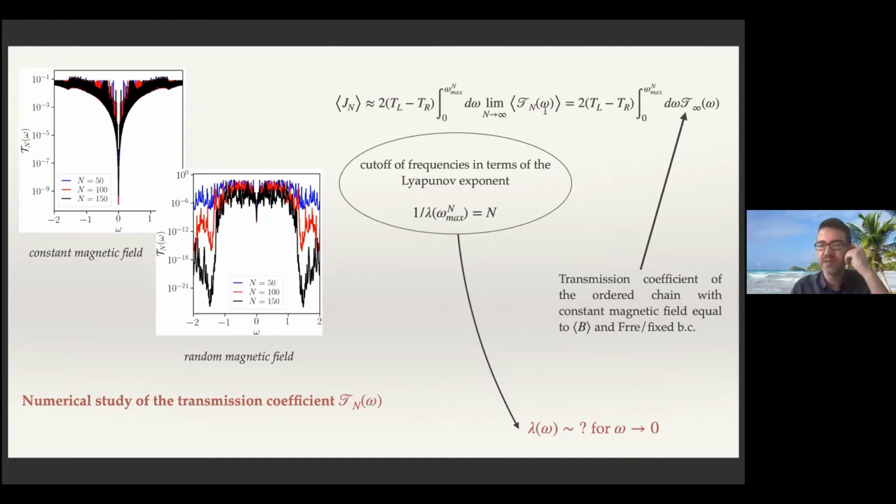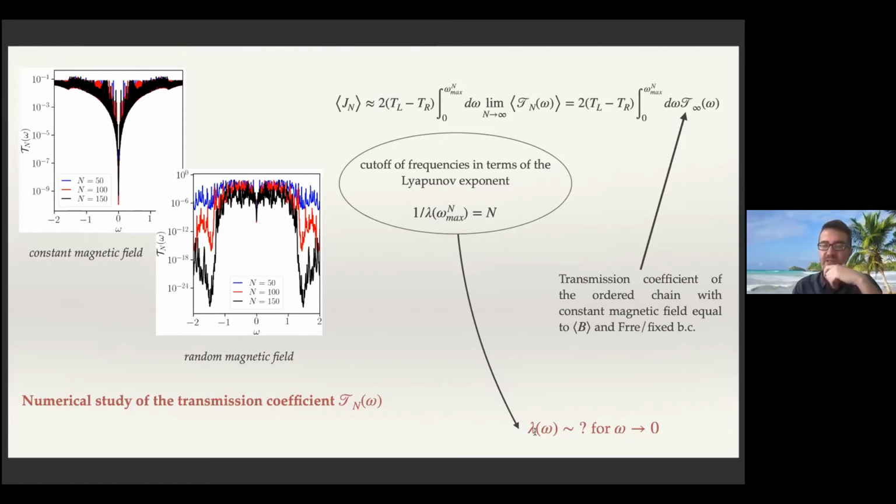So here we make the same assumption based on this graph. We say that the transmission coefficient can be approximated in the large n limit by the transmission coefficient of the ordered chain, where the magnetic field is constant, equal to the average of B, with the corresponding boundary condition. And we have introduced this cutoff of the frequencies, which is given by the Lyapunov exponent of this product of 2 by 2 matrices.